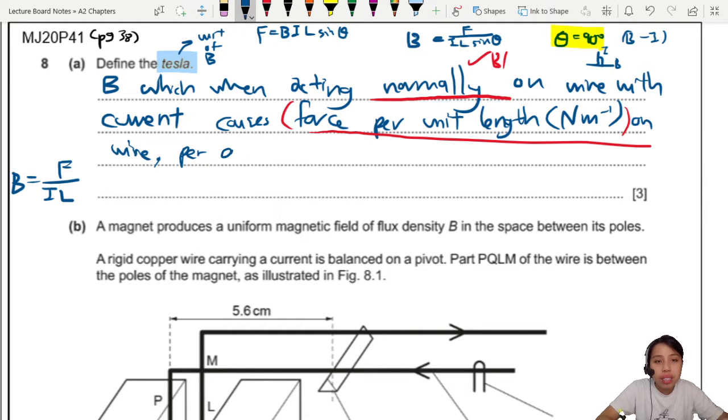Okay, easier. Per ampere. How do we know that? Force per unit length. Also, don't forget ampere, because they didn't define 1 Tesla. They didn't say 1 Tesla, then you don't know whether it's 1 ampere or not. It's just per ampere, however many amperes there are. So that's based on this equation right here. So that's 3 marks, B1, 2, 3 here.